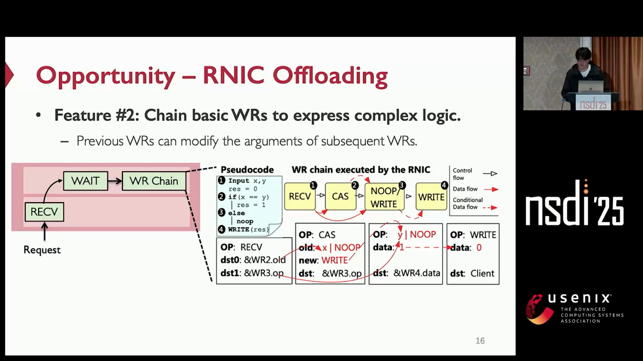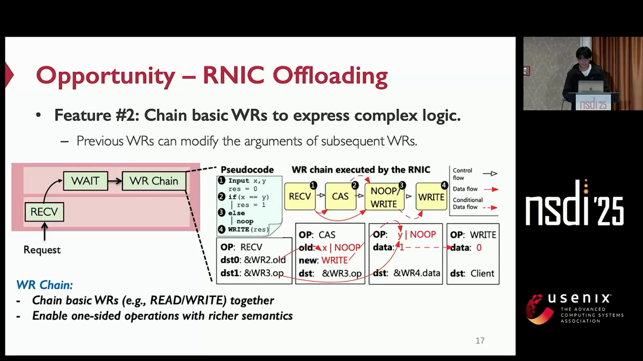In the work request chain, the first received work request places x in the old field of the subsequent compare and swap work request, and y in the opcode field of the third work request. If x equals y, the compare and swap will modify the opcode of the third work request from no-op to write, updating the final result from 0 to 1. Otherwise, the third work request remains no-op, and the final result remains 0. This example demonstrates how chaining basic work requests together allows the RNIC to enable one-sided operations with richer semantics.